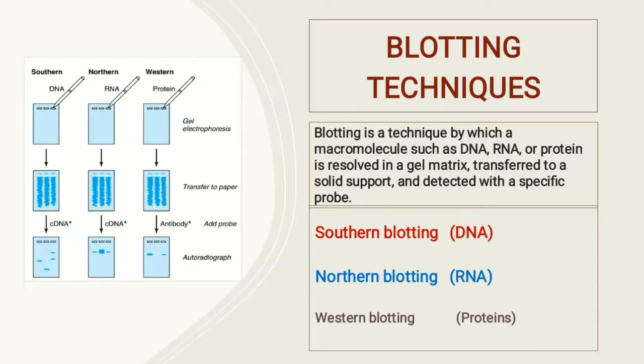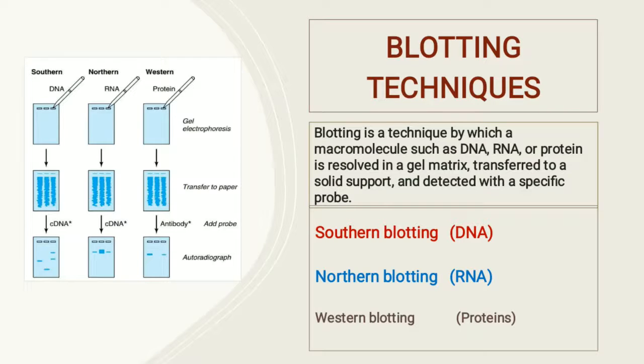After getting bands of macromolecules on the gel, you will need to transfer these bands to paper because the gel is fragile and it can easily break. So you have to create an exact replica of the bands that you get on the gel onto a paper. That's why this technique is named the blotting technique, in which you have to create an imprint or exact replica of the bands you get on the gel onto the paper.